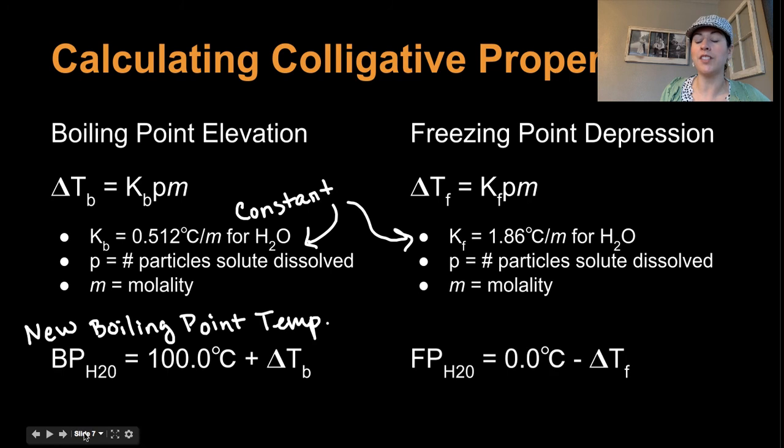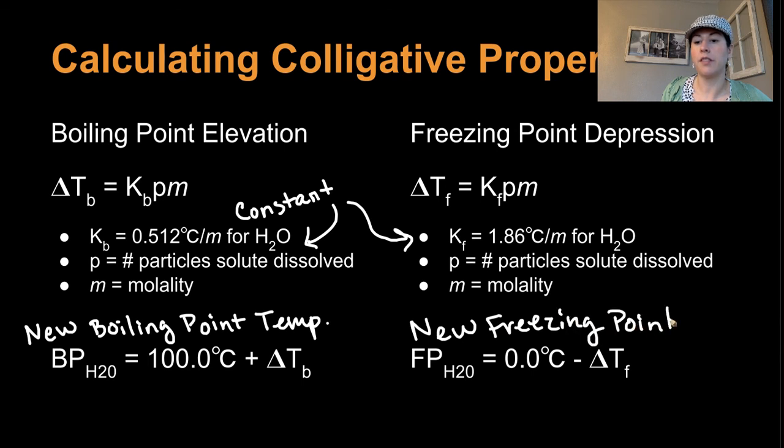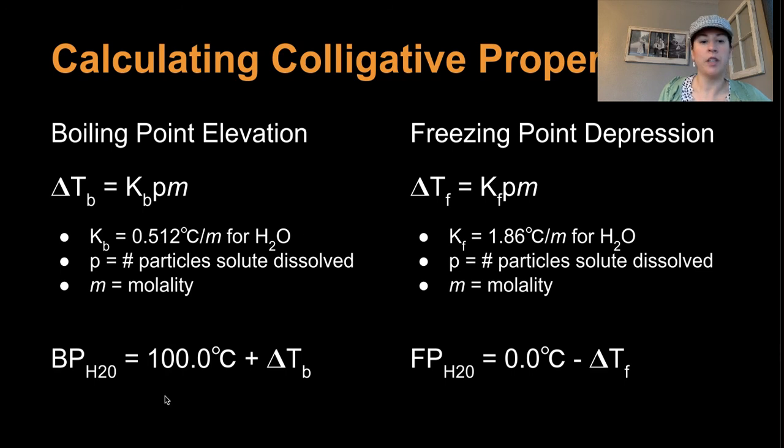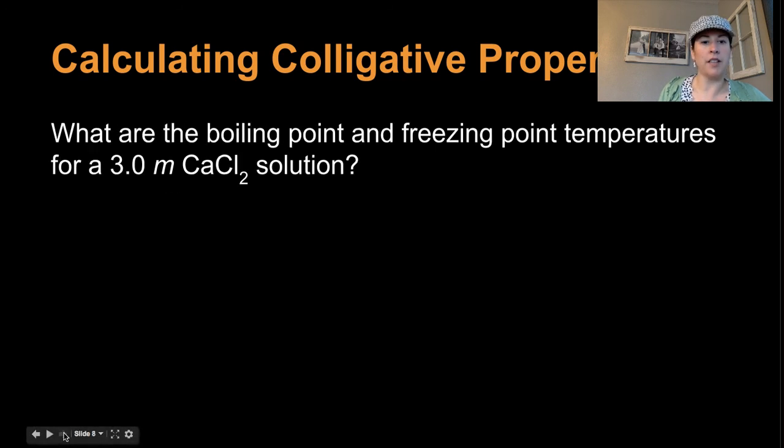And so we actually have to subtract this change in temperature for freezing from 0 degrees Celsius in order to get what the new freezing point temperature would be. So this is going to be the new freezing temperature. So those are our equations. So let's actually give this a try and see how it works for us. So on the next slide, here we go.